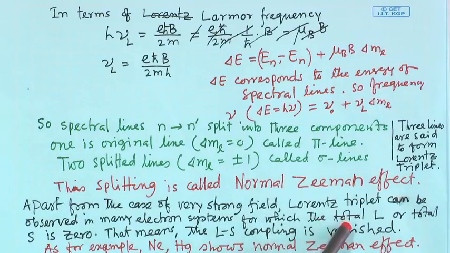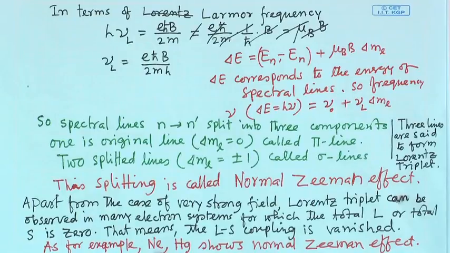If I find some atom where total L or total S is 0, one of them or both, then in that case LS coupling will not be there. So that atom will show the normal Zeeman effect, and that is why in the lab we generally use neon and mercury to demonstrate the normal Zeeman effect. For neon and mercury, you can check that their L or S or both are 0. Okay. So that is why these atoms show the normal Zeeman effect.